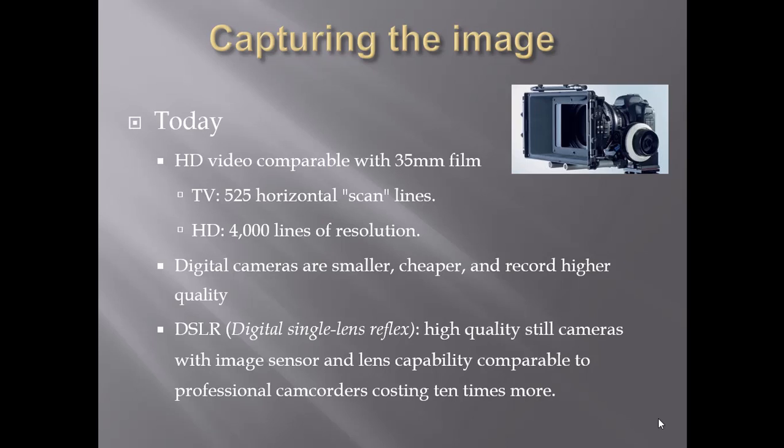The book tells you that HD is 4,000 lines of resolution, whereas a TV has 525 horizontal scan lines. Nowadays, resolution has gotten so high and hyper realistic. And well, digital cameras are getting smaller, cheaper, and able to record higher quality.